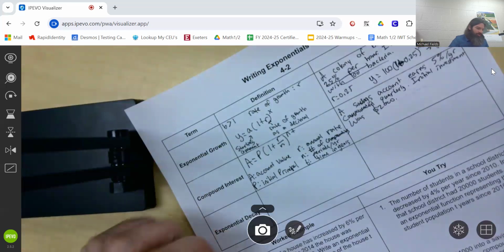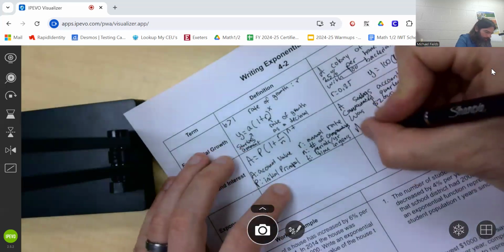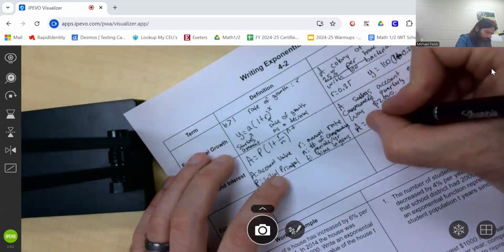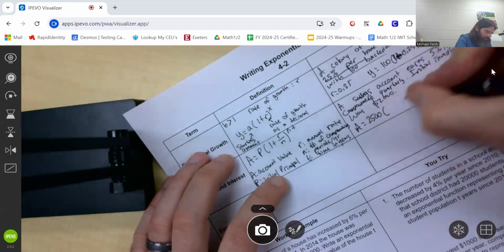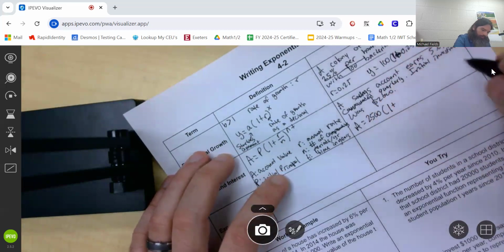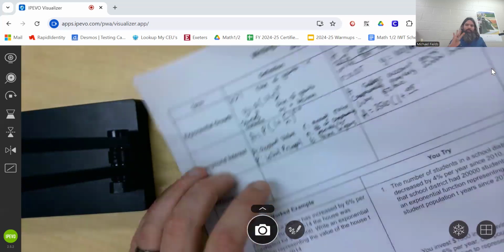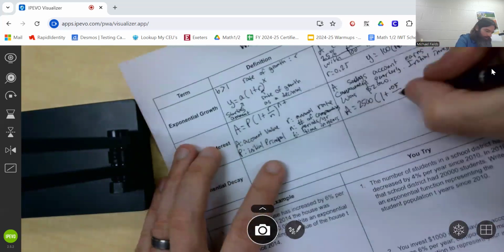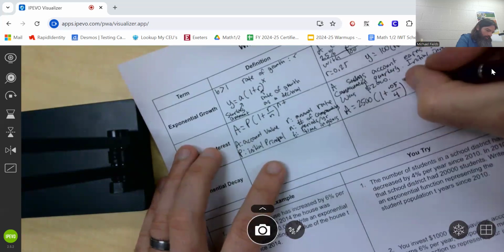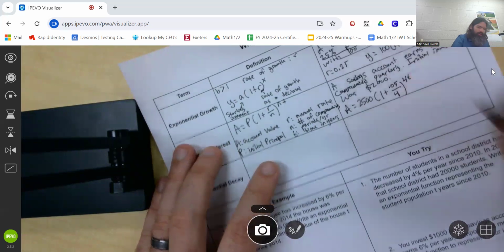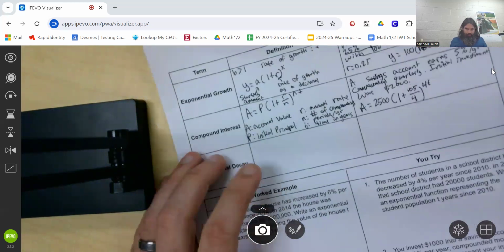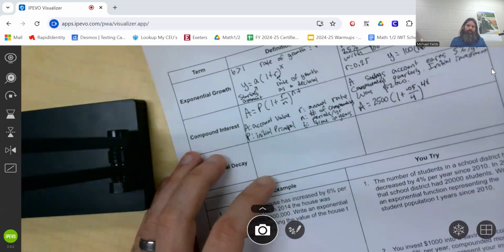So we can write an equation here. The account value is going to be equal to the initial investment, which was 2,500, times 1 plus 5% per year is 0.05. Compounded quarterly, that means 4 times in 1 year. So that's divided by 4, and then raised to the 4t power, where t is our number of years.